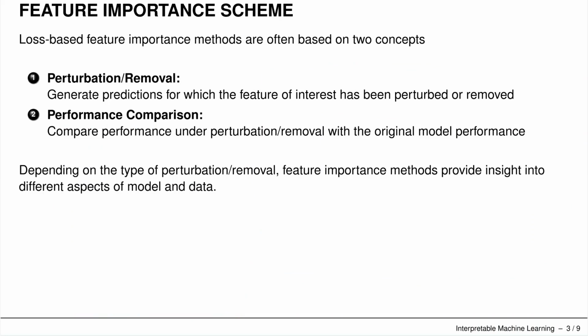We'll see that different loss-based feature importance methods are based on common concepts or schemes. The first is perturbation or removal, and that means that we generate predictions for which the feature of interest has been perturbed or removed. The second step is the performance comparison: we compare the performance under the perturbation or removal with the original model performance. And we will see that depending on the type of perturbation or removal, these different methods might provide different insights into different aspects of the model or the data.